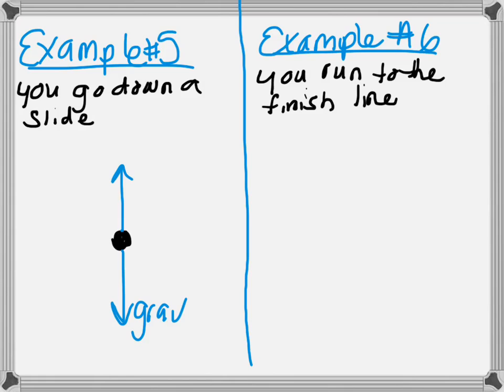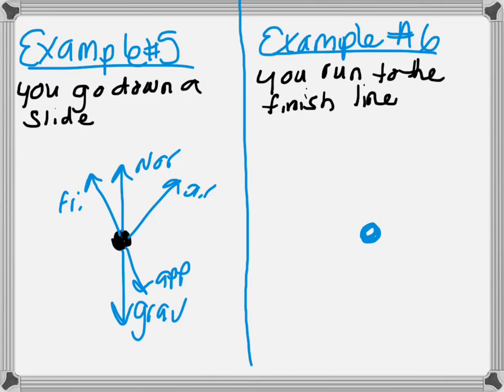And which direction do you think friction is going? If you're going down, friction is always going to go the opposite direction that you're going. So friction would be right here. And then you're going through air. And air is also always going to go the opposite direction you're going. So that means you have air resistance. If you were going to put applied force, then applied would go down here. And now I'm going to do example number 6.